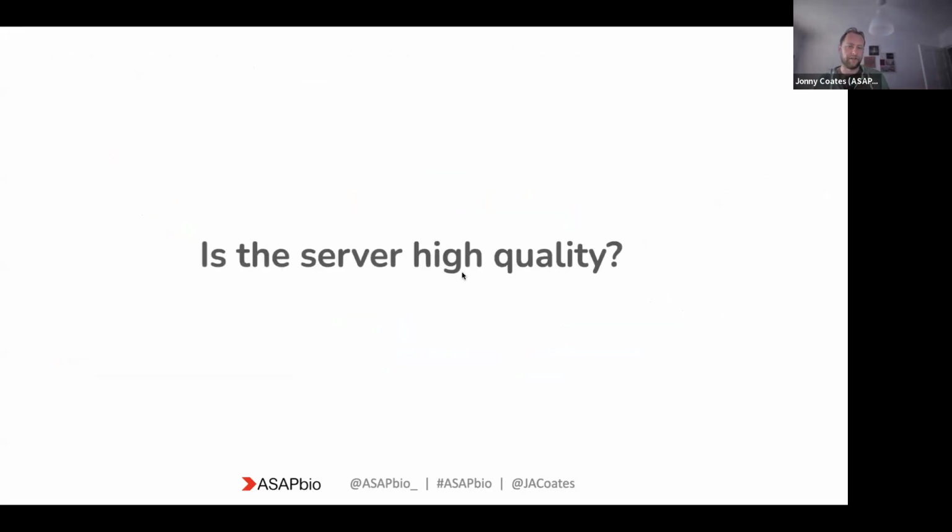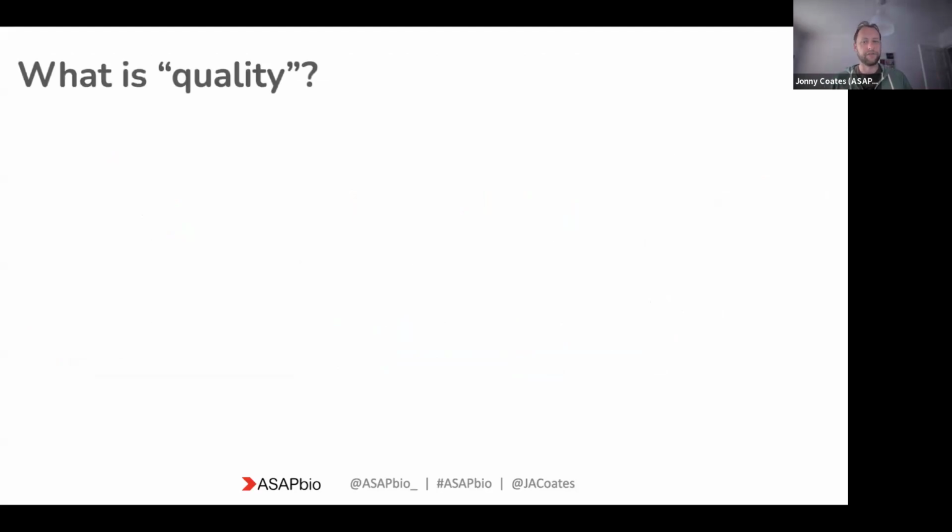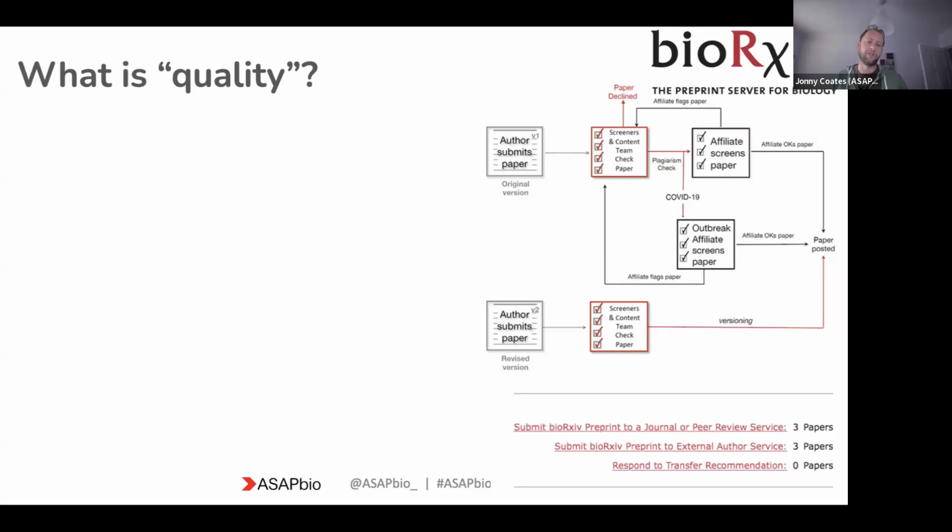The other thing to ask yourself is, is the server high quality? And what do I mean by high quality? So this is an example of a screening process that one preprint server does. So this is bioRxiv's process. And again, we've covered this a little bit, so I'm not going to labor on it. But it's really important to look out for these kinds of processes when you're choosing a preprint server, because this is the kind of thing that helps maintain a certain level of quality on a preprint server. This is what stops anybody posting anything.